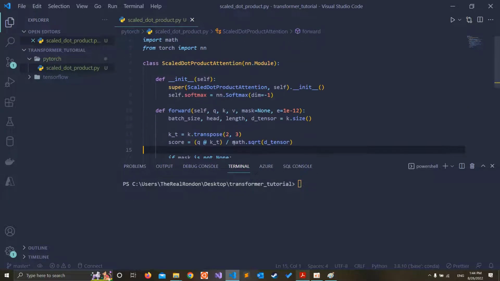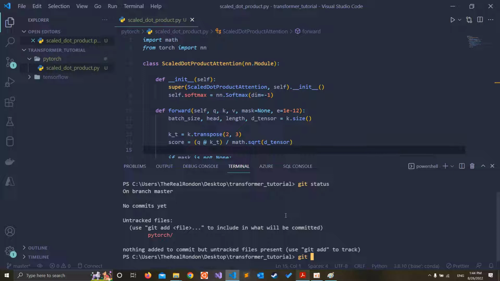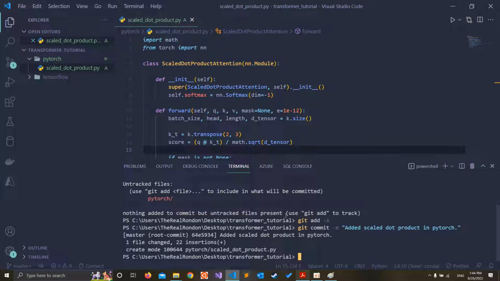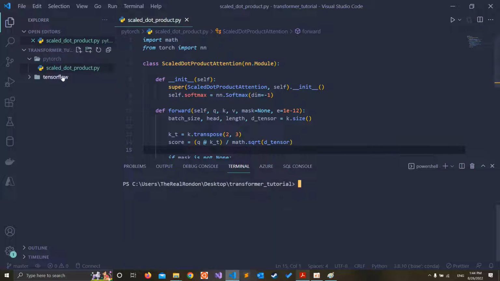So this is the scaled dot product. It was not that hard. Now let me first of all commit my change. Added scaled dot product in PyTorch. Okay, and I'm going to implement it in TensorFlow as well.